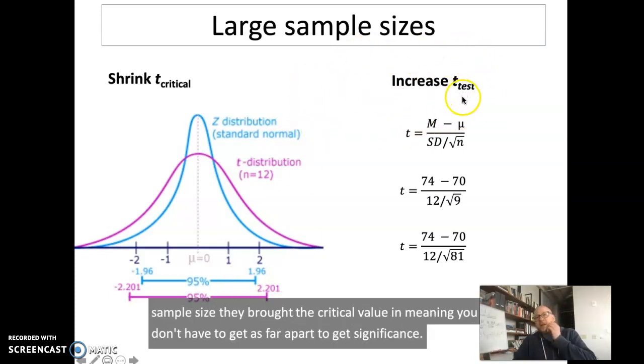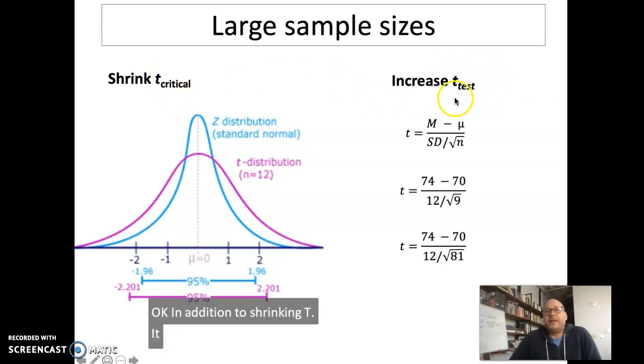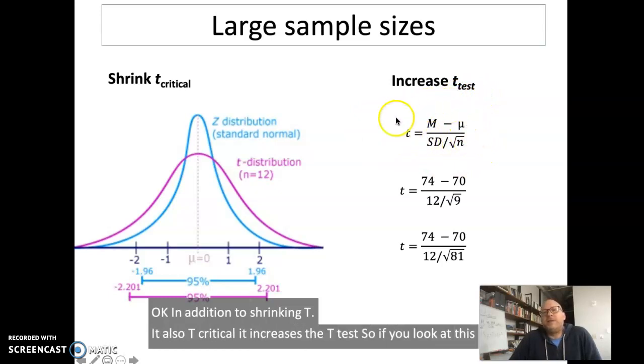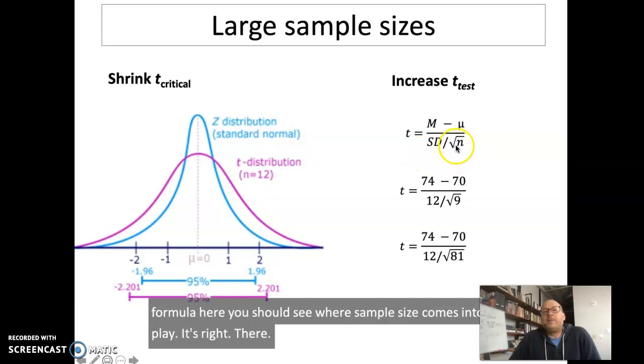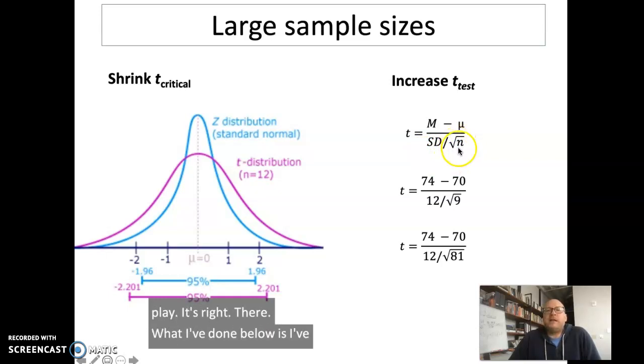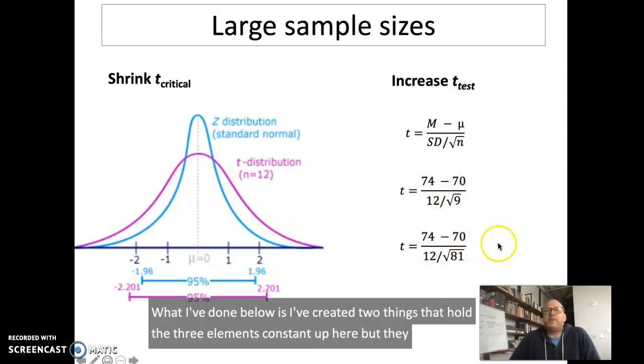Okay, in addition to shrinking T critical, it also increases the T test. So if you look at this formula here, you should see where sample size comes into play. It's right there. What I've done below is I've created two things that hold the three elements constant up here, but they vary according to sample size.